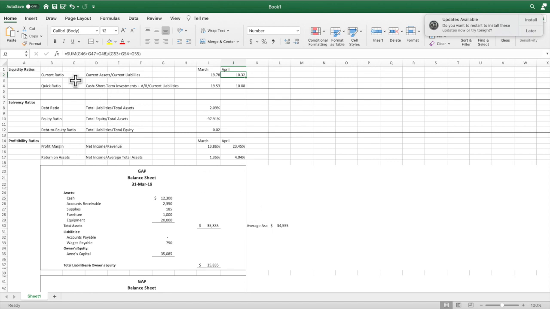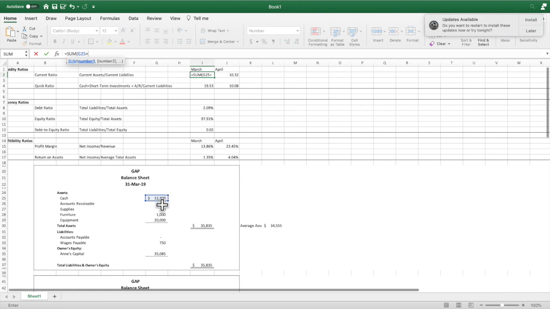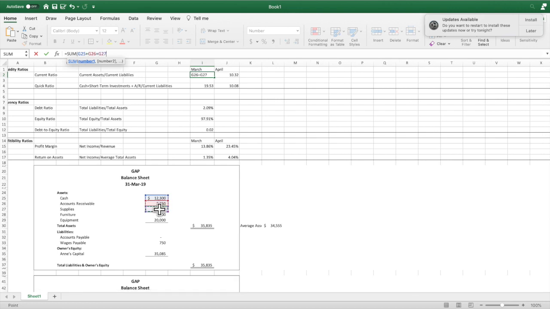So current ratio is current assets divided by current liabilities. If you look here, we're going to calculate all the current assets. Current assets, remember, are assets that can be converted to cash within a year. So I'm going to type this in for you so you can walk through it. Equals sum of current assets, all the current assets. We're going to close the parenthesis, and we're going to divide by current liabilities.